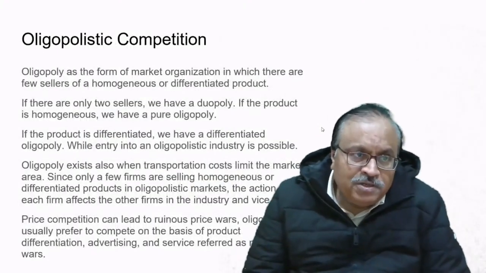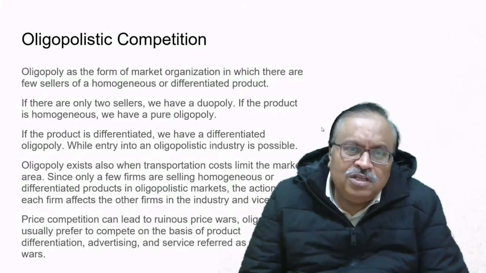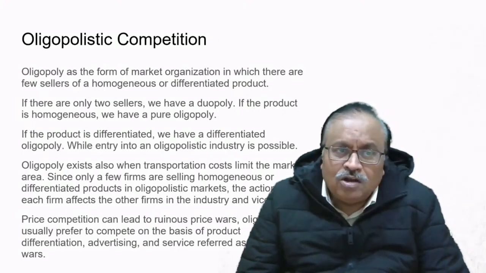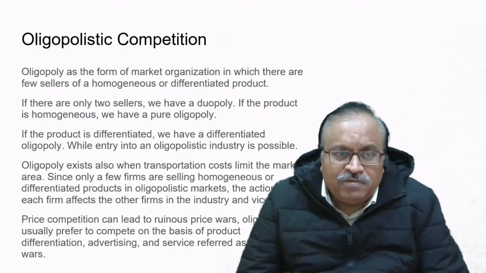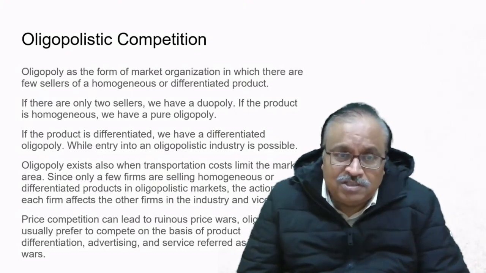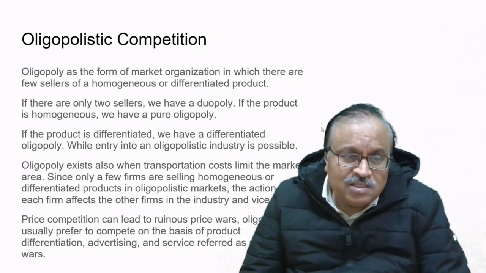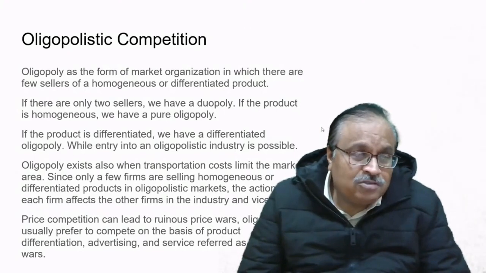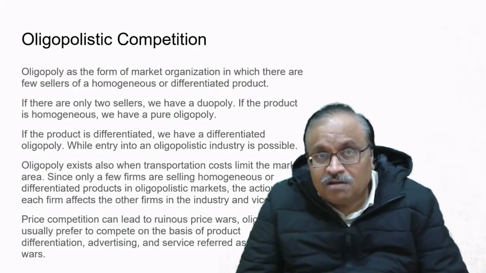Now, oligopolistic competition. Oligopoly is the form of market organization in which there are few sellers of a homogeneous or differentiated product, and differentiated products are near resembling products. If there are only two sellers, we have a duopoly situation. If the product is homogeneous, we have a pure oligopoly. If the product is differentiated, we have a differentiated oligopoly, while entry into an oligopolistic industry is possible. Oligopoly exists when transportation costs limit the market area. This happens in the case of the cement industry, so that is why many of the cement industries are confined to one geography.